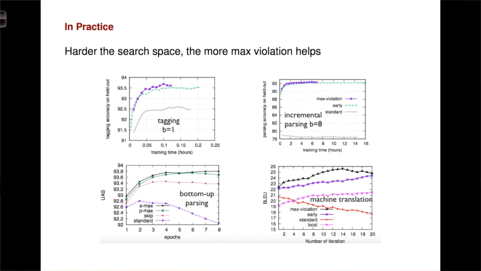For simple tasks like part-of-speech tagging, it doesn't help much. As you get to more and more complicated problems, though, like machine translation, where the search space is just gigantic, it can help a lot. And so in the bottom right here, we see that finding the maximum violation really does better than competing search techniques in this space. So today we've introduced the perceptron algorithm and its structured extension.